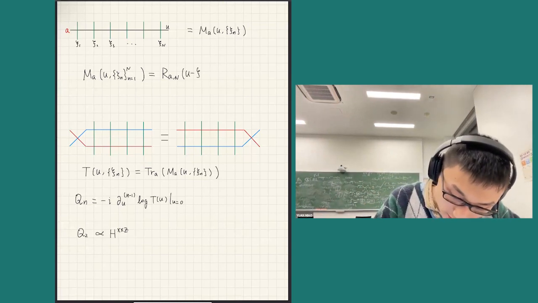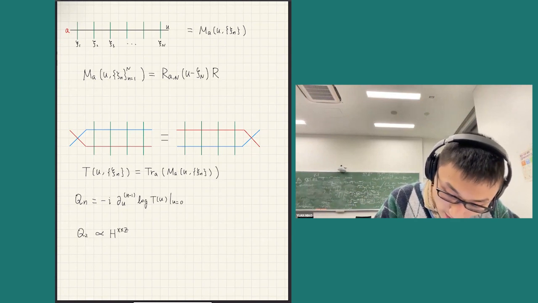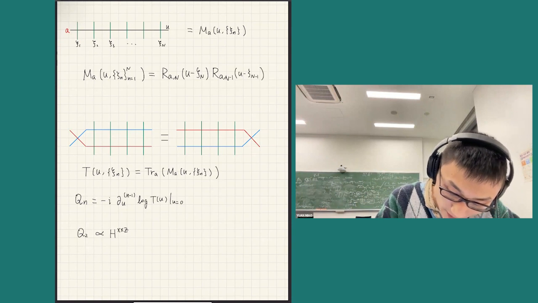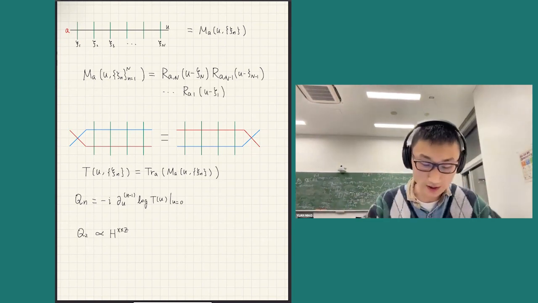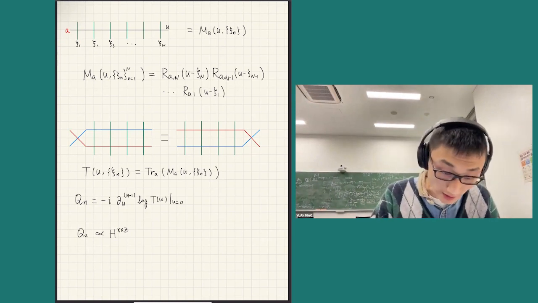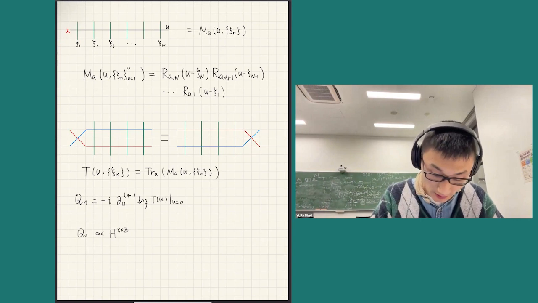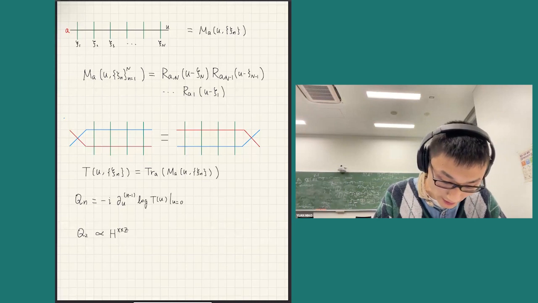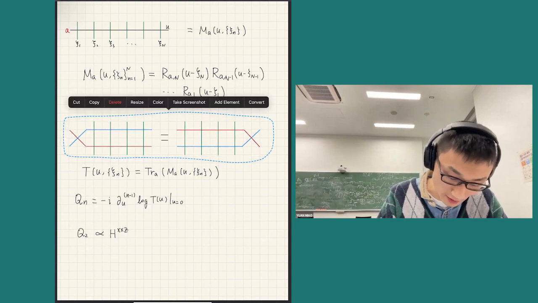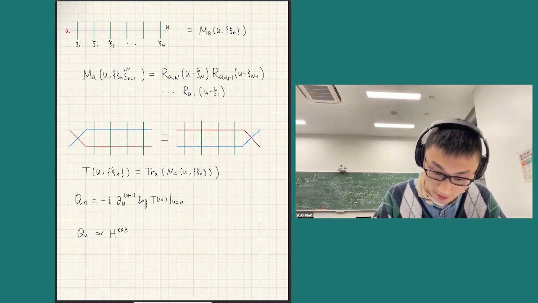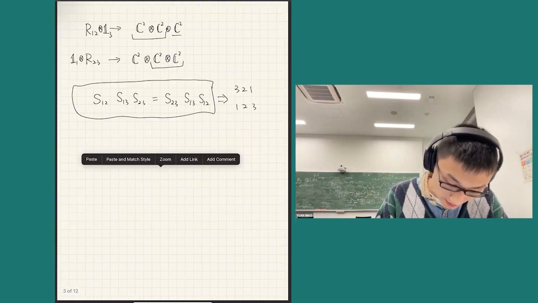Here it is, R_AN(u minus psi_N), and then we have R_A,N-1(u minus psi_{N-1}), dot dot dot, to R_A1(u minus psi_1). Okay, so I just consider this operator. And the reason why I would like to consider this operator is that it satisfies this Yang-Baxter, this RMM relation. I will explain here.